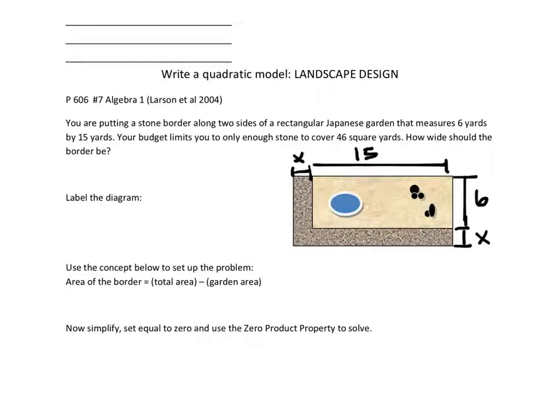So we're going to use the concept below to set up the problem: the area of the border is equal to the total area minus the area of the garden. So we know that area. So we're going to kind of tackle this problem when we get into class. It's important for us to take a look at this. If you would be so kind, I'd like you to tackle, so in pencil, please write, so try this on your own.